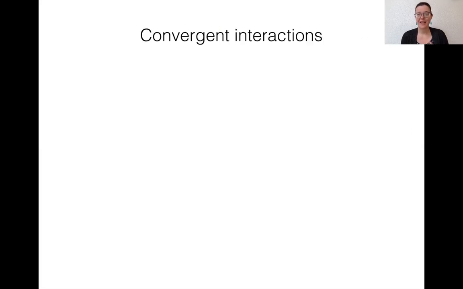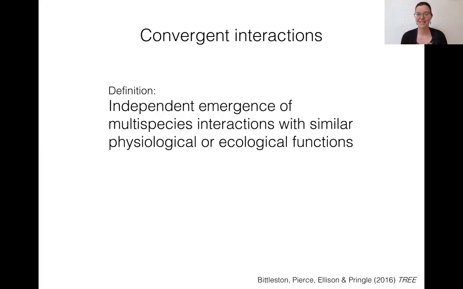So my colleagues and I developed this concept called convergent interactions. And we wanted to do this to think about convergent evolution, not just in single individuals, single species, but among different species in multi-species interactions. So we define this as the independent emergence of multi-species interactions with similar physiological or ecological functions.